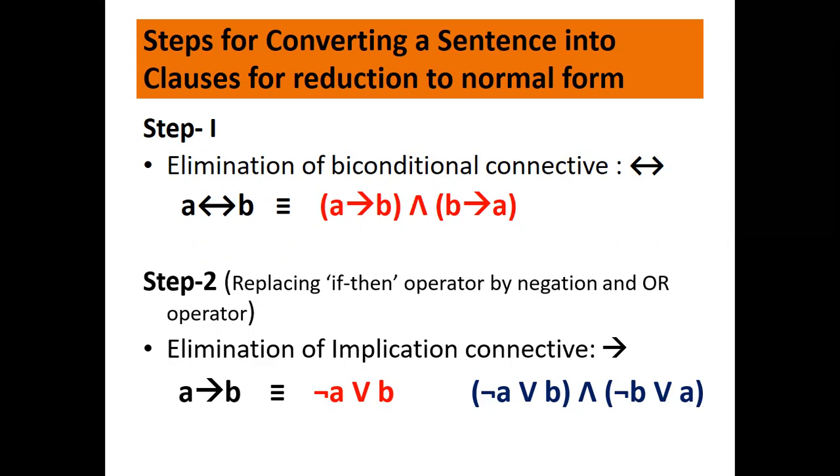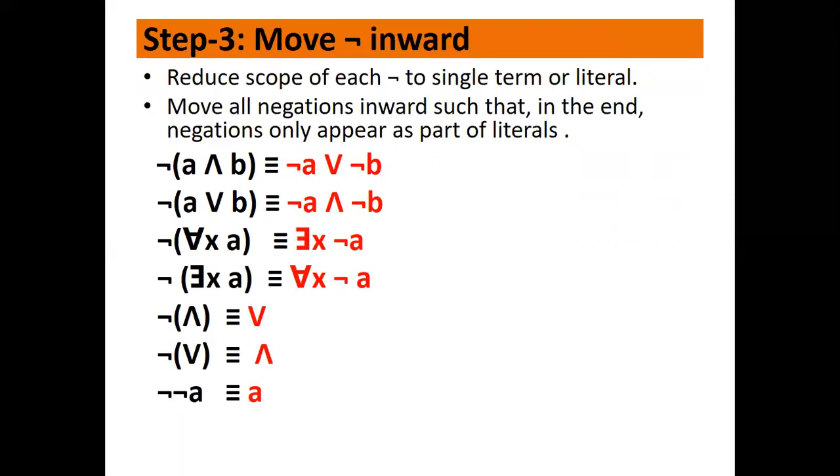Step 1 is elimination of the biconditional connective. Step 2 is elimination of the implication connective. So in the biconditional connective, we simply say A implies B and B implies A. In elimination of implication, we just use negation and the or operator. Let us look at the third step.